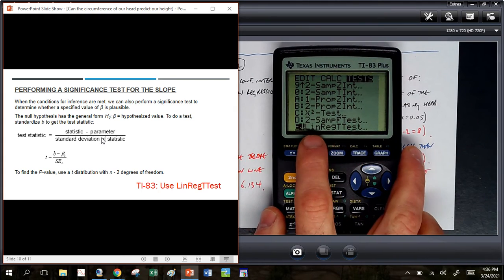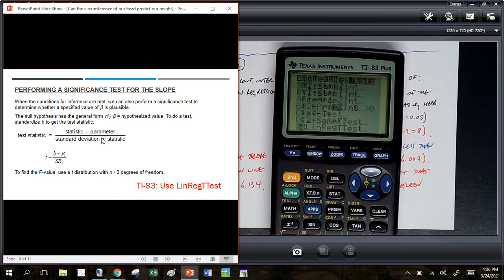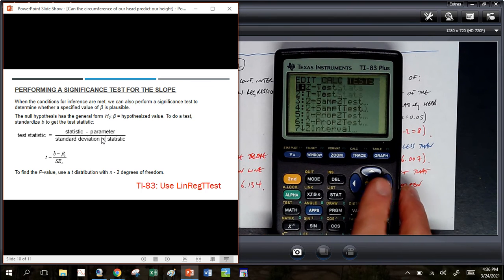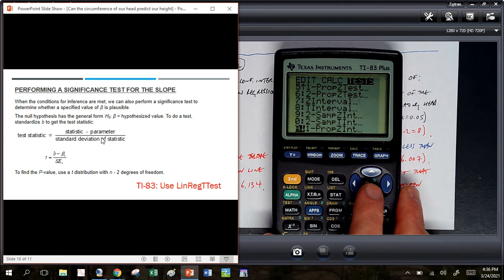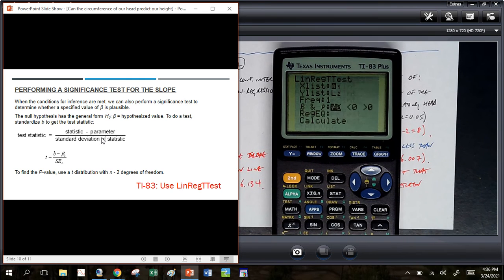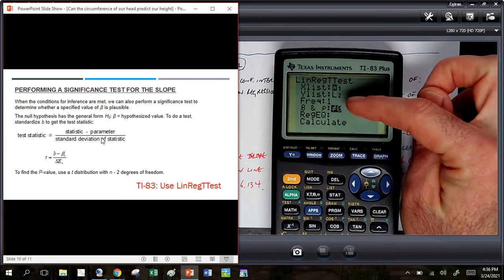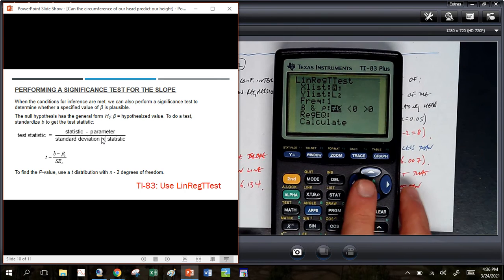If you go down to LinRegTTest, click on that. By the way, I'm sorry, if you go to Stat and then go to Tests and then go down to your LinRegTTest, there it is right there. Click on that. Then all our information was stored in L1 and L2. Frequency, leave that as 1.